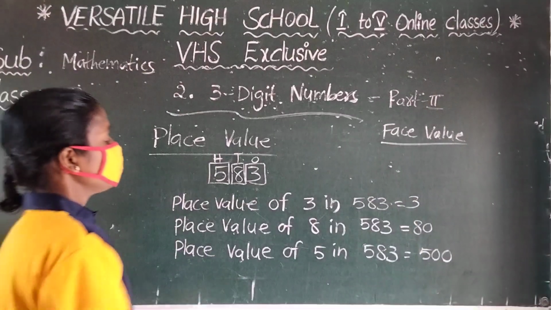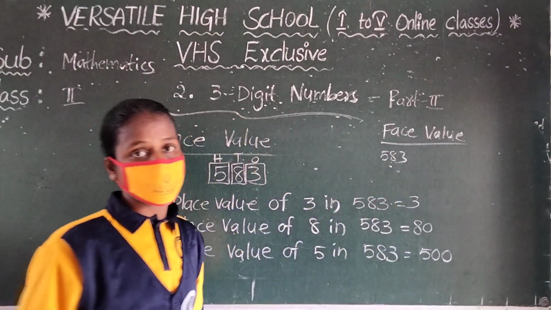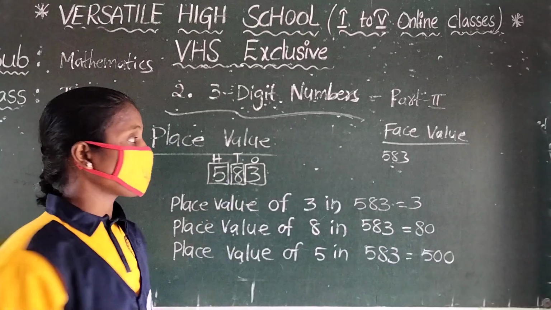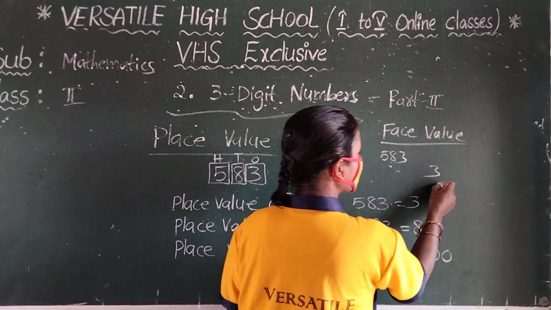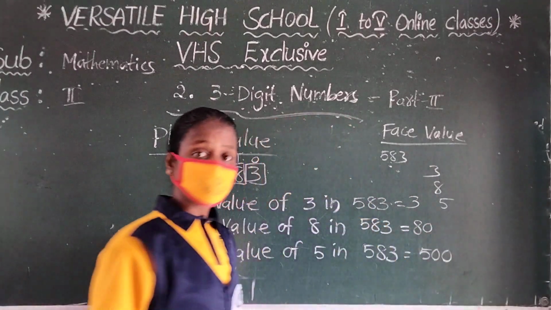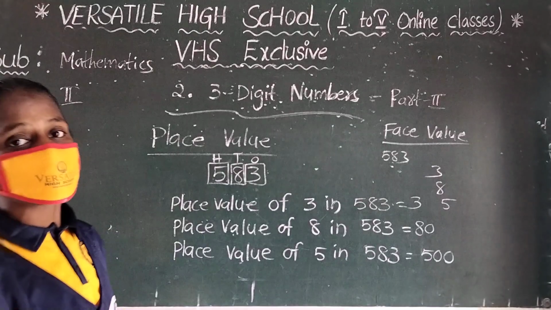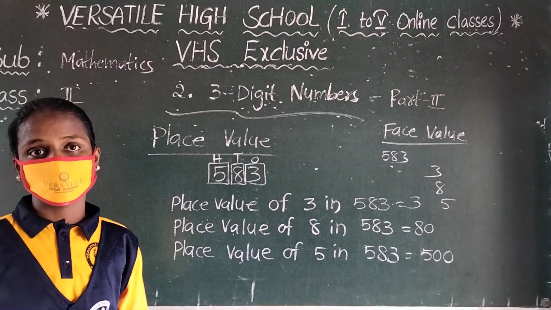That means we are taking the same digits as in this number, 583. So the face value of 3 is 3, the face value of 8 is 8, and the face value of 5 is 5. Why? Because the digit itself is called the face value of the numeral.